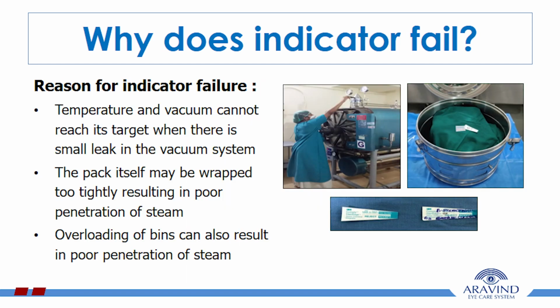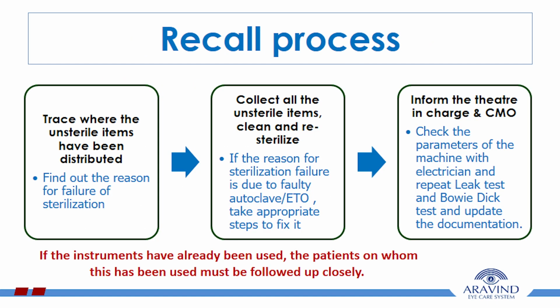Why does an indicator fail? Temperature and vacuum cannot reach their target when there is a small leak in the vacuum system. The pack itself may be wrapped too tightly, resulting in poor penetration of steam. Overloading of bins can also result in poor penetration of steam.